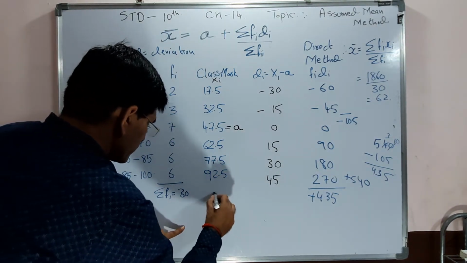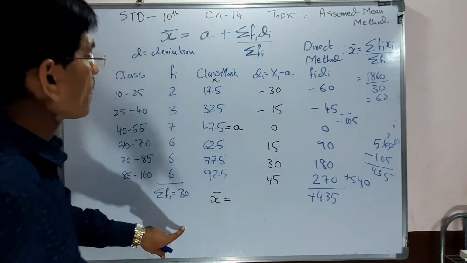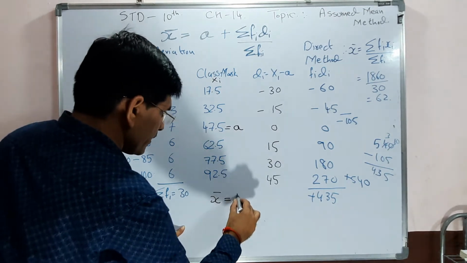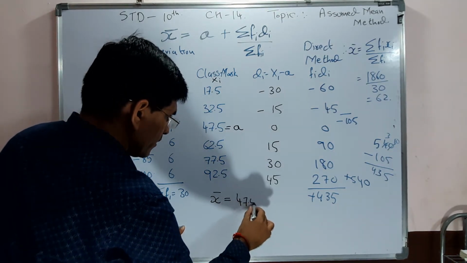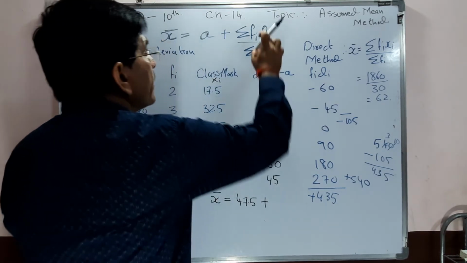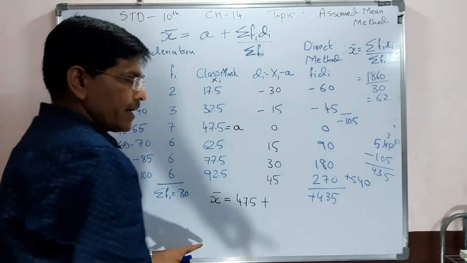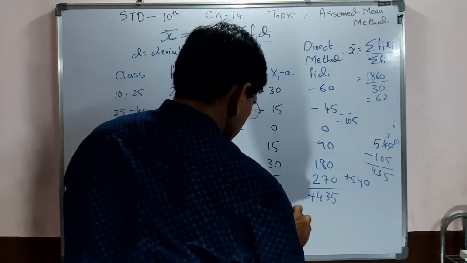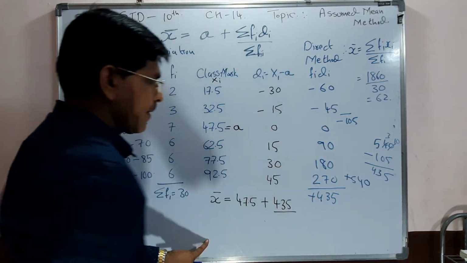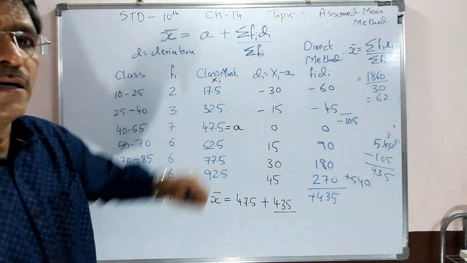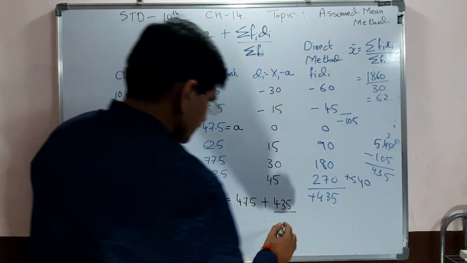So x bar is equal to A. What is A? 47.5 plus sigma fi di. What is sigma fi di? 435 divided by sigma fi, that is 30.